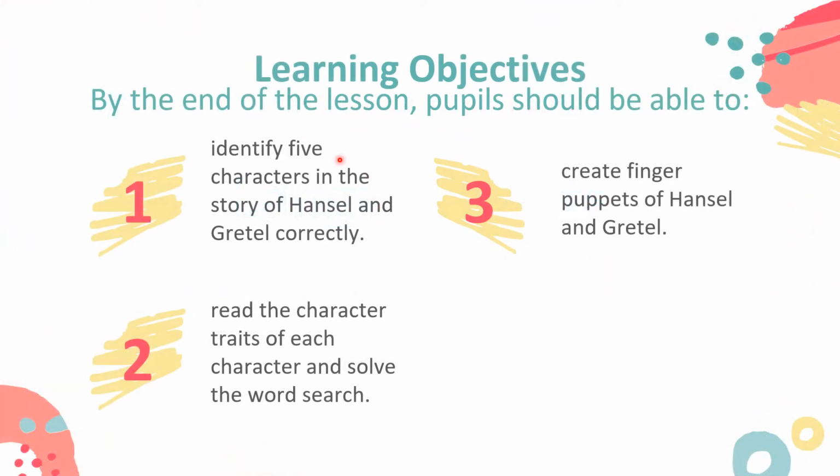Okay, before we start our lesson today, I would like to introduce to you the learning objectives. So by the end of the lesson, pupils should be able to, number 1, identify 5 characters in the story of Hansel and Gretel correctly. Number 2, read the character traits of each character and solve the word search. And last one, number 3, create finger puppets of Hansel and Gretel.